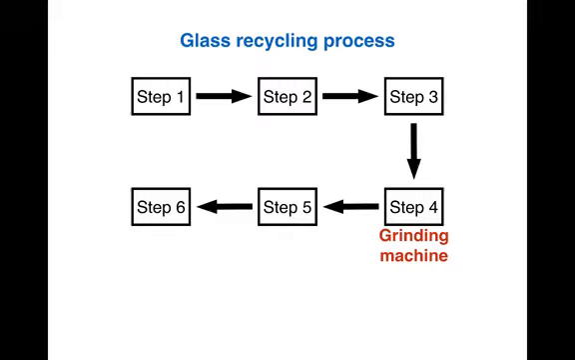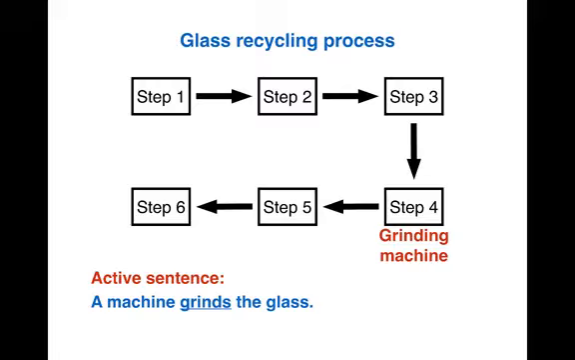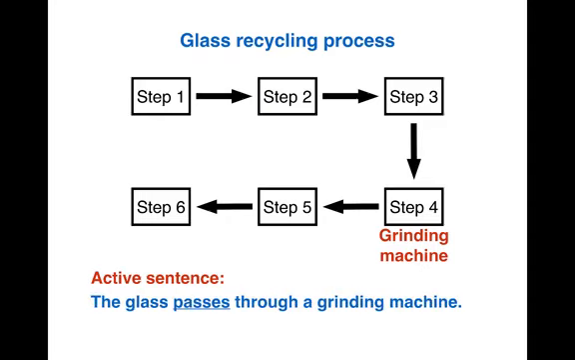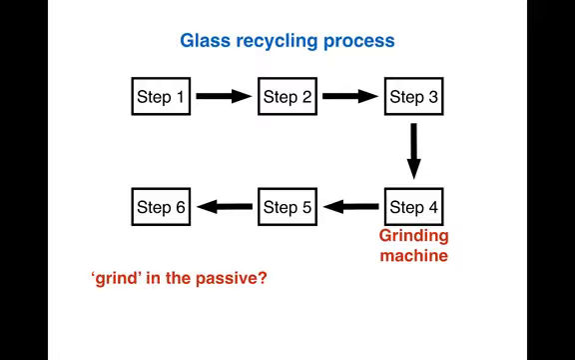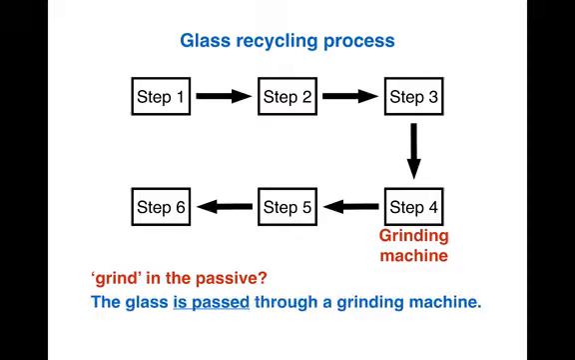Another example, grinding machine. Now, I've included this example because you might not know the past participle of the verb grind. Let's look at the active sentence possibilities first. You could write, a machine grinds the glass, or the glass passes through a grinding machine. If you don't want to use the verb grind, you're not sure about it, change it. The glass passes through. However, if you want to do this in the passive, do you know the passive for grind? Well, if you don't, you could use pass again in the passive. The glass is passed through a grinding machine.